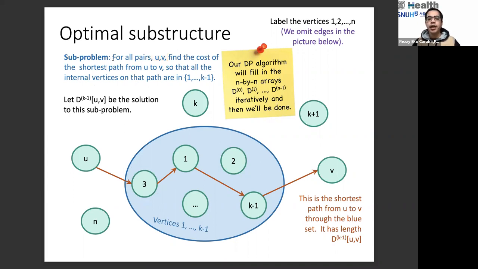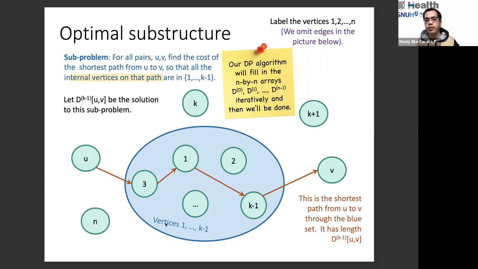So we can start with pairs of U and V and find the cost of the shortest path from U to V, such that all the internal vertices on the path are in 1 until k minus 1. For our step, for example, k, until k plus 1 and until k minus 1. So our dynamic programming will fill in the n by n arrays for day 0, day 1, until day n minus 1, for every array, every matrix. Later we can get the matrix information from that.